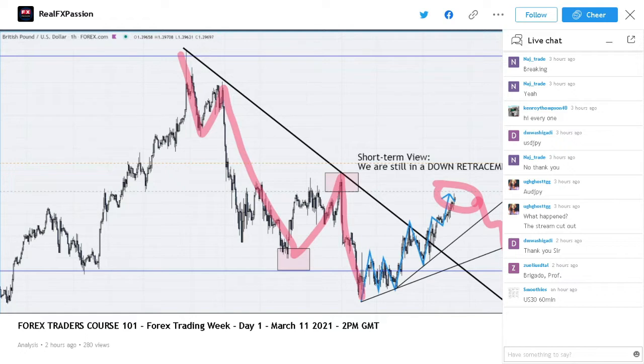And here is the question, everybody. Is anybody in here in a trade long buying GBP USD? Anybody in a trade already? If yes, please type in the chat where is your stop loss, entry, and take profit.